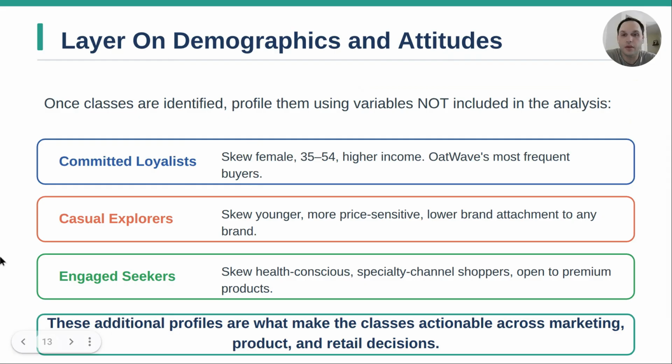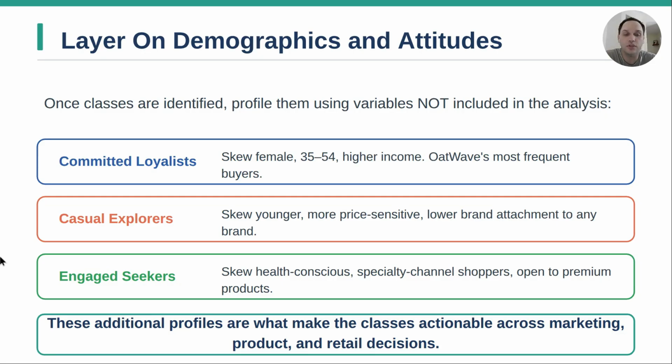Once the classes are identified and respondents are probabilistically assigned, you layer on additional information to make the profiles richer and more actionable. For O-Wave, profiling the three classes on demographics and attitudes reveals this. Committed Loyalists skew female, 35 to 54, higher income. They're established in their habits, and O-Wave is already their primary brand.